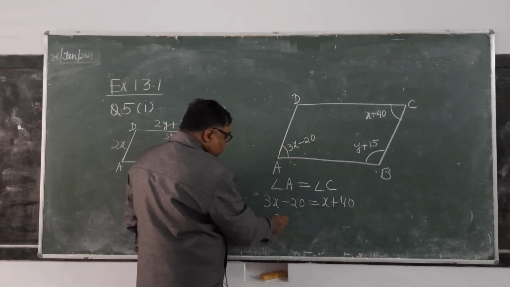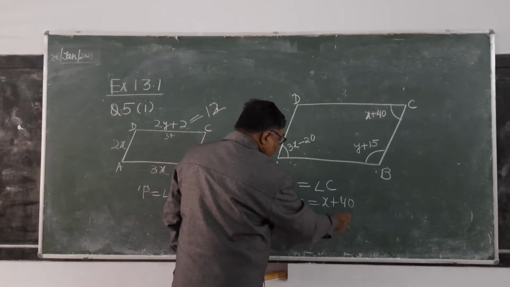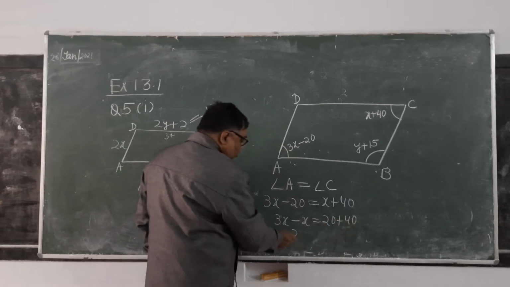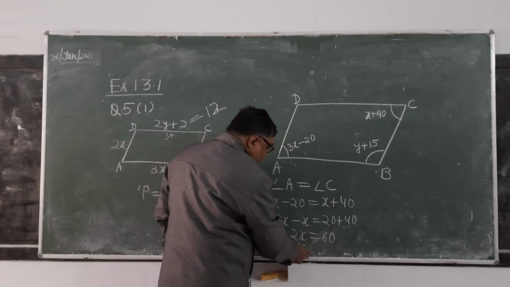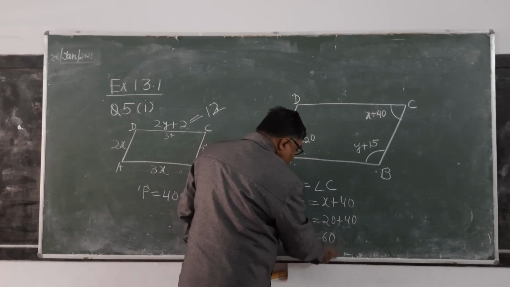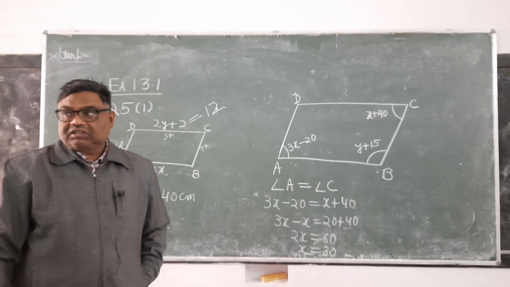So what is 3x minus x? It is 20 plus 40. So 2x equals 60. So what will be x? It will be equal to 30. x equals 30. This is clear.